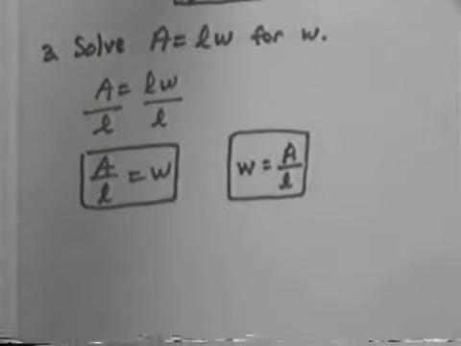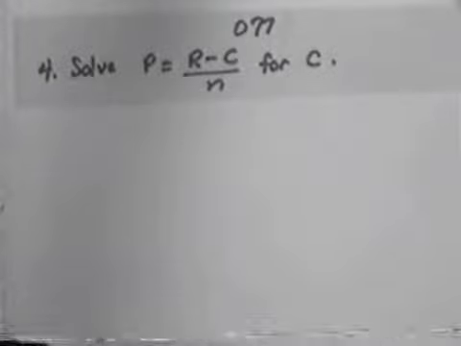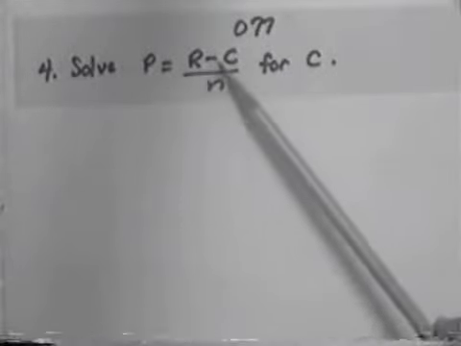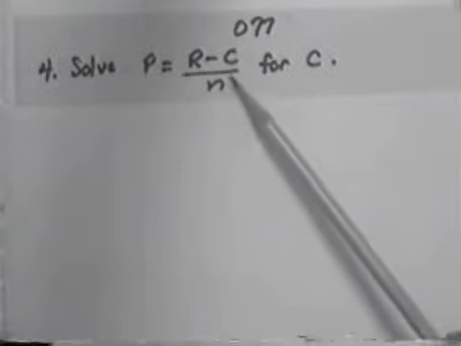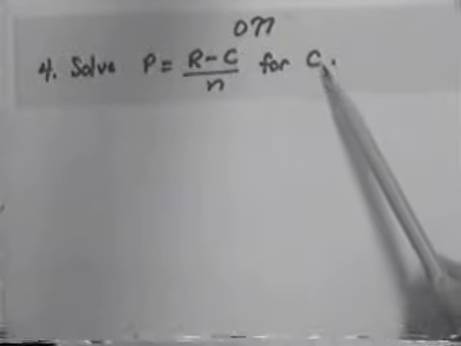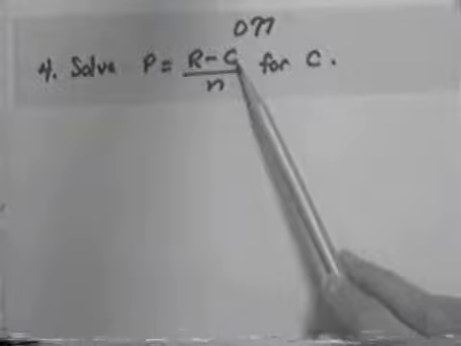Let's do one more formula. This is a formula from business. This will be more complicated. Our formula says P is equal to R subtract C divided by N. P is equal to R subtract C all over N. And we're to solve this for the letter C. We're to solve for the letter C.